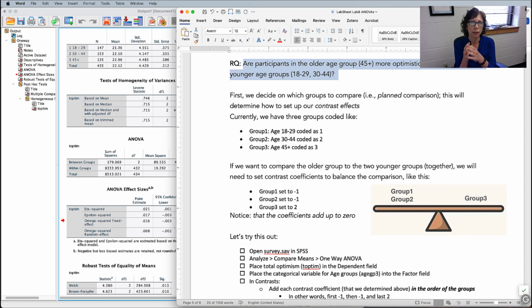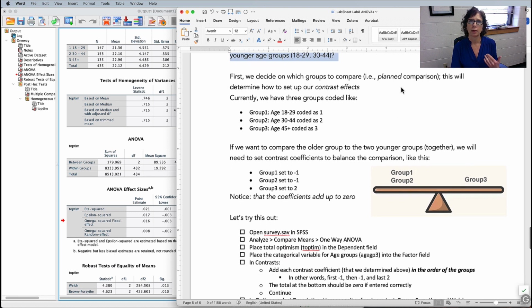So your research question tells you what you need to set up in terms of doing a one-way post-hoc ANOVA or a planned comparison ANOVA. And the research question gives you that. It says, looking at this group being more optimistic than those in the two younger age groups. It's a different question than what we asked at the first one. So, knowing which groups we're comparing helps us determine how to set up our contrast effects.